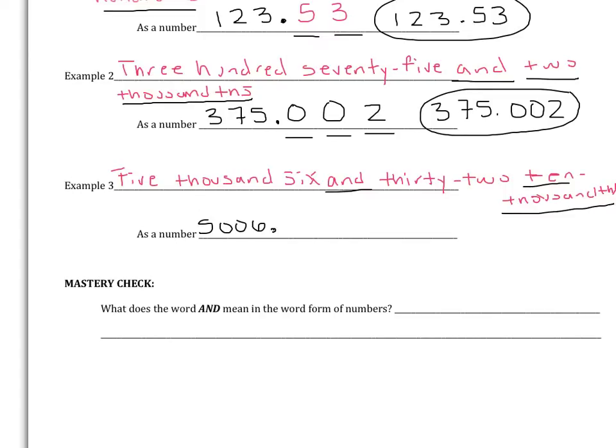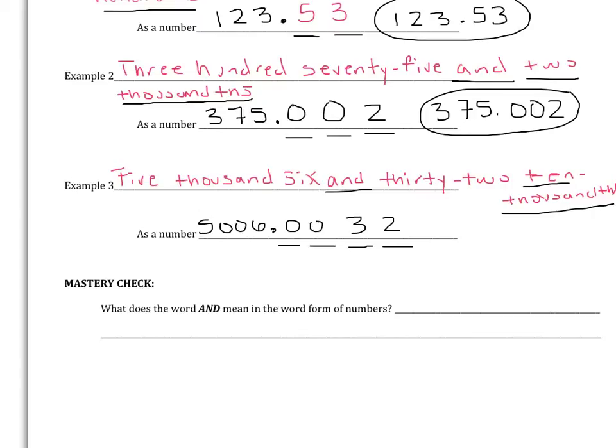10,000ths. So I'm going to think, how many place values after the decimal is 10,000? So I have tenths, hundredths, thousandths, 10,000ths. 4 places after the decimal. The number I'm going to fill that in with is 32. Now 32 is not going to fill up 4 spots. So I'm going to put 32 at the end. I'm going to fill in with 0 as before.